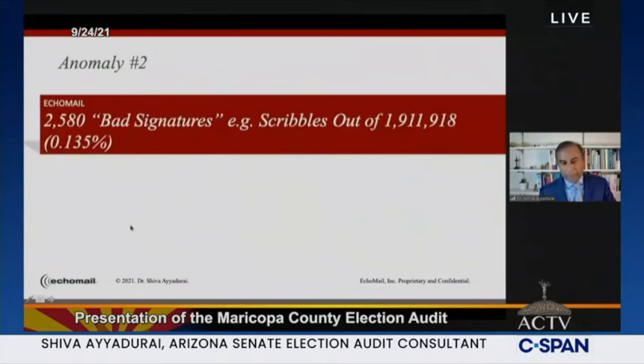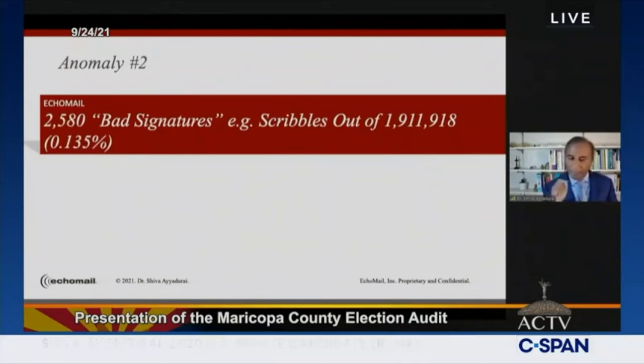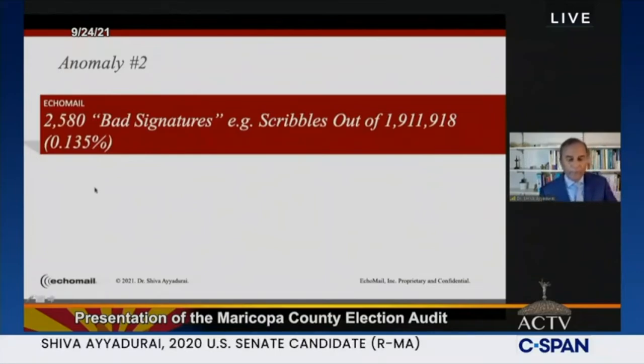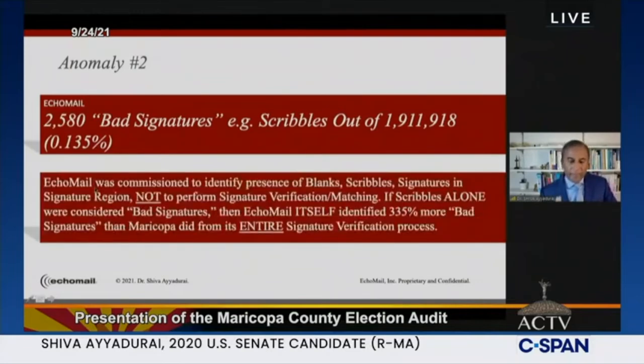Okay. In our case, the anomalies, we discovered 2,480 bad signatures, scribbles. Again, very low tolerance, which is 0.135%. And just to state it again, we were commissioned to identify the present blanks, scribbles, and signatures, not to perform signature verification. So if scribbles alone were considered bad signatures, EchoMail itself identified 335% more bad signatures than Maricopa did from its entire signature verification process.